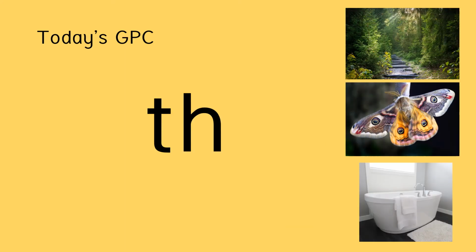Okay, today's grapheme on the screen is made up of the letters T and H. So those 2 letters are going to make one sound, one phoneme. So it's a digraph. Okay, so we're going to learn another digraph today. Here it is. Th in path, th in moth, and th in bath.